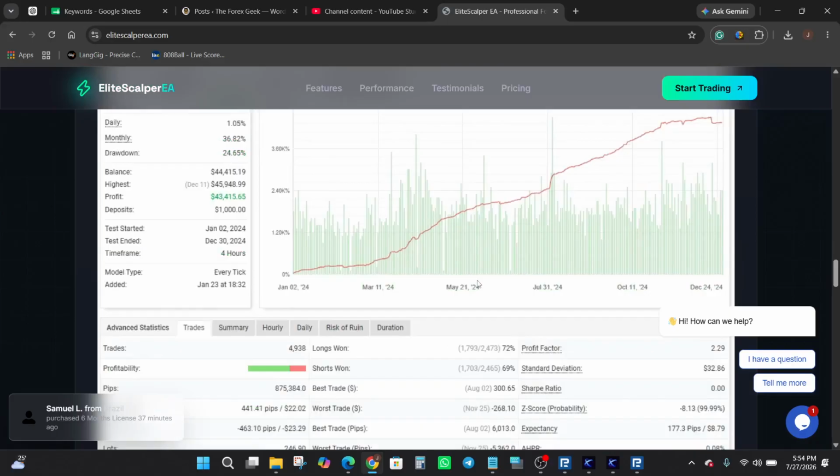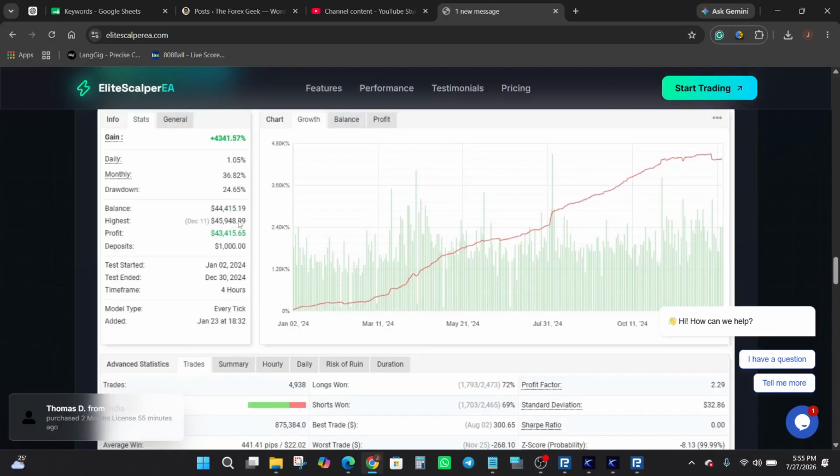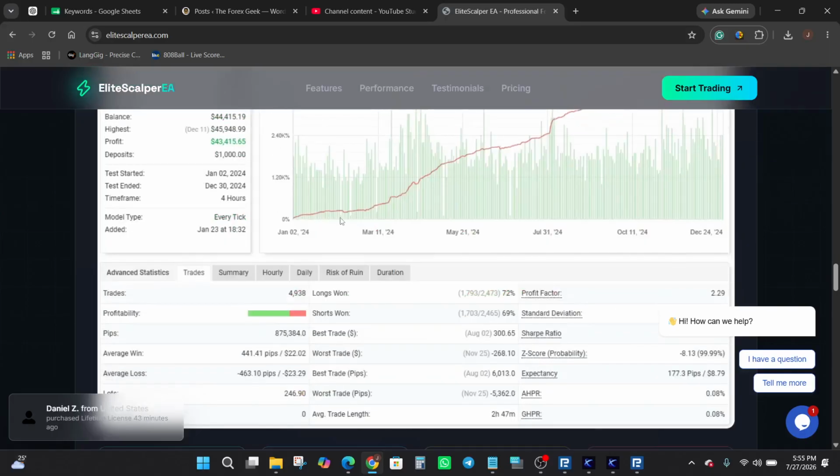Now, the historical statistics also provide additional context. The account started with a $1,000 balance and finished with approximately $44,415, representing a reported gain of over 4,300% during the displayed period. The reported maximum drawdown is 24.65%. The profit factor is 2.29, and there are 4,938 historical trades shown.